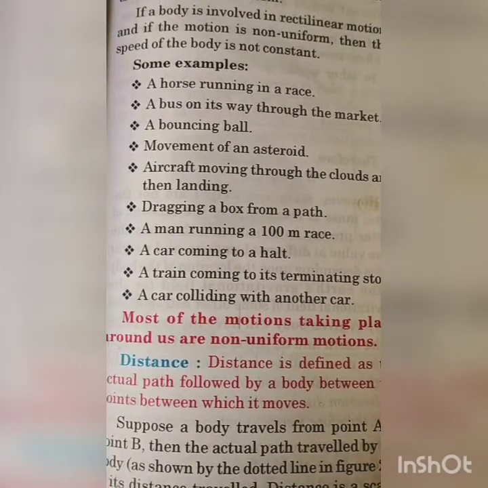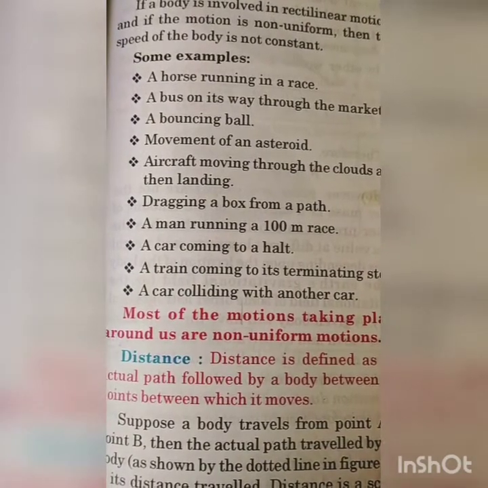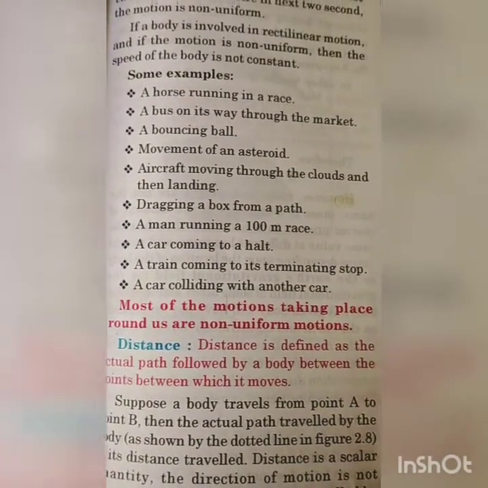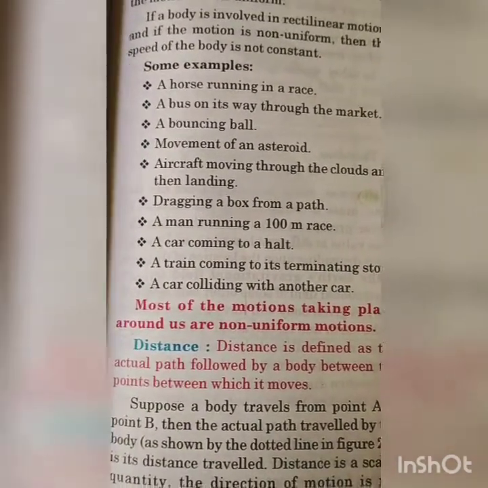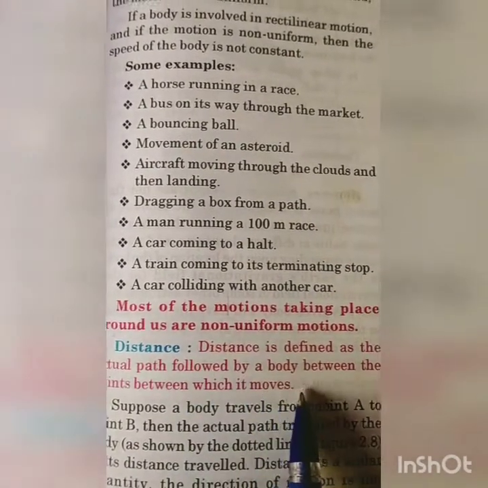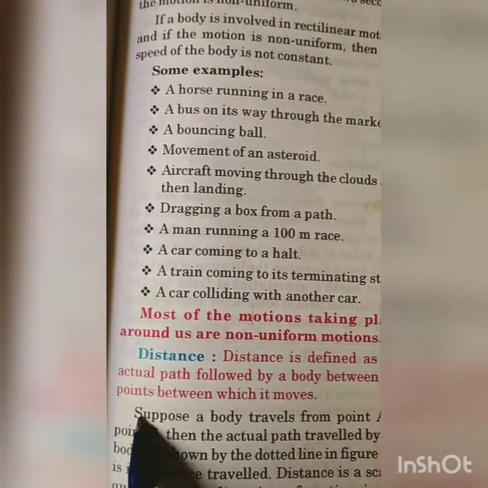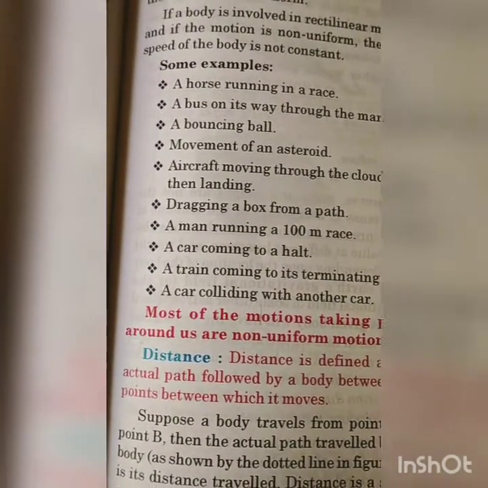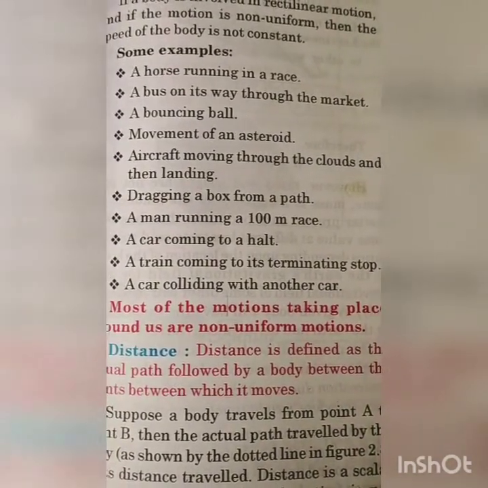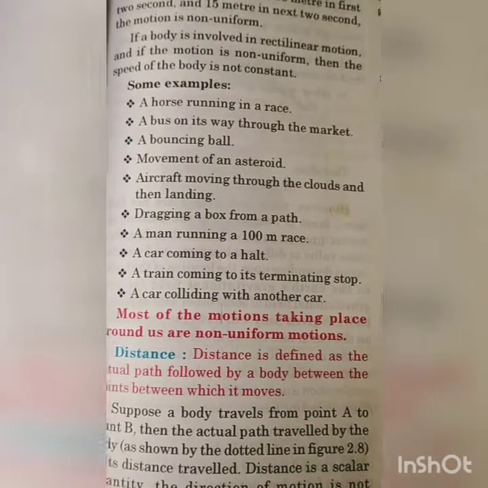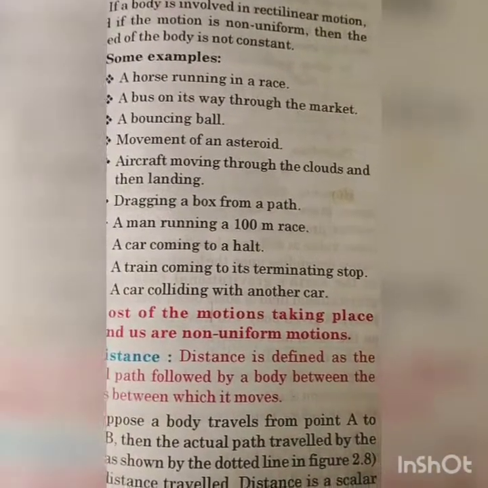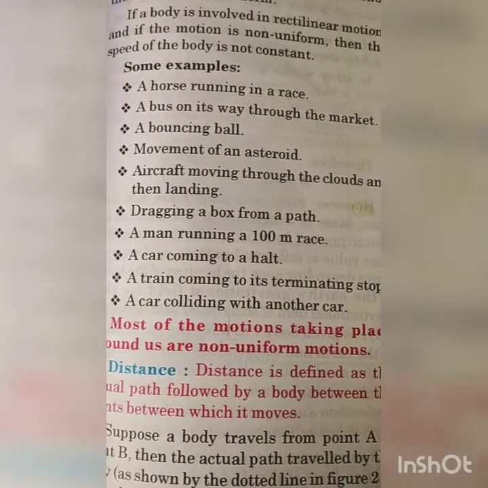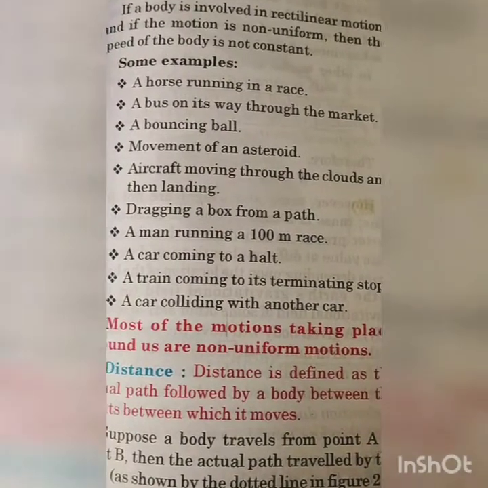but here in physics it is a little different. Distance is defined as, look at the definition very carefully, the actual path followed by a body between the points. So it is the actual path, or the length of the path, you can say. It is the actual length of the path covered by a body between the starting point and the finishing point. So that is called the distance.